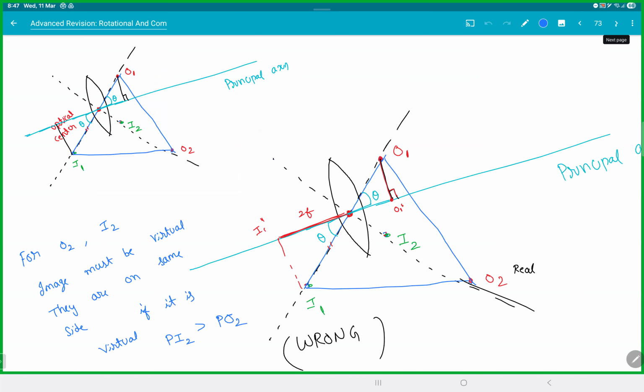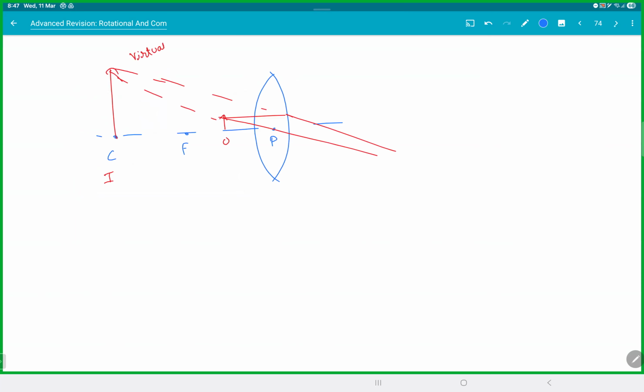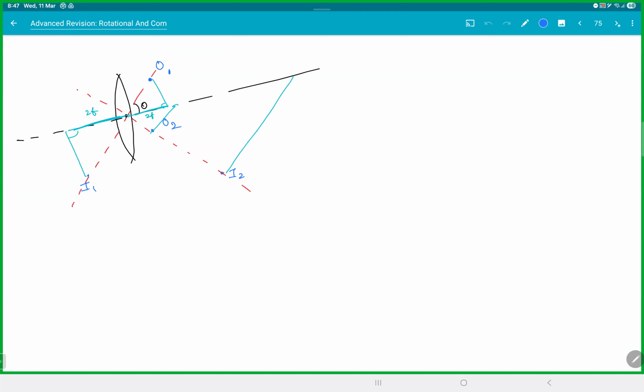So the main idea here is the line joining object and the image must pass through the optical center. And if you have two sets of images like that, the point of intersection of the lines will be the optical center. That is your main idea there. Once you get that, I think everything else will fall in place.